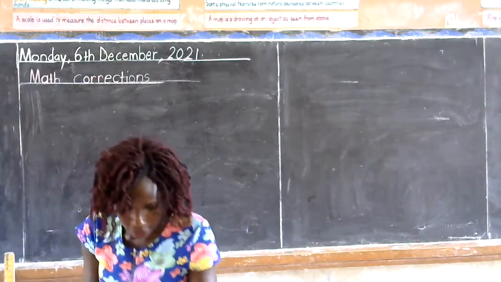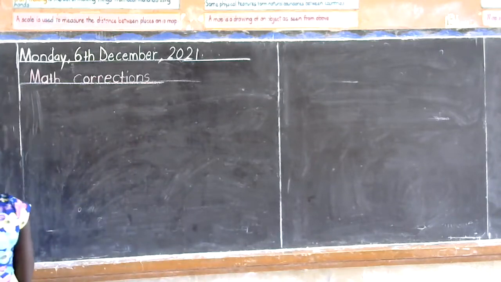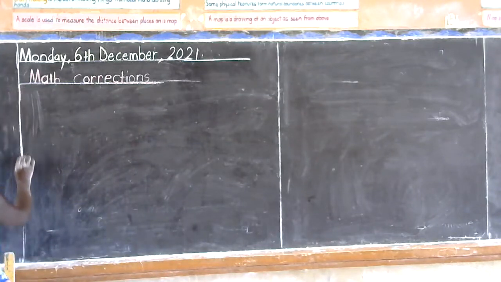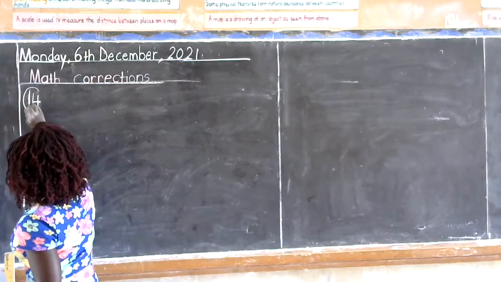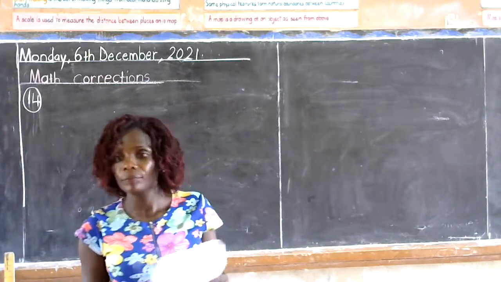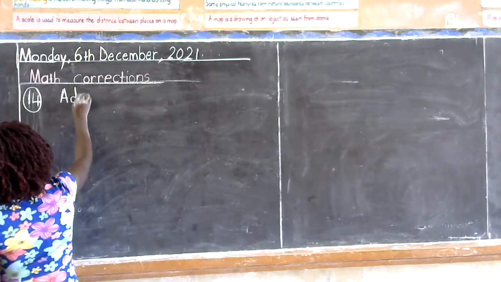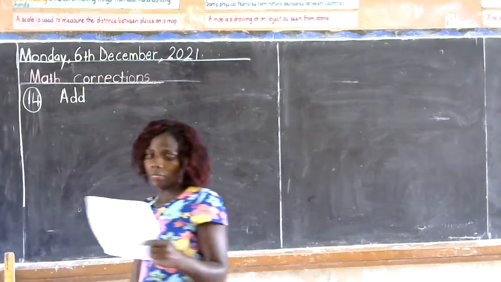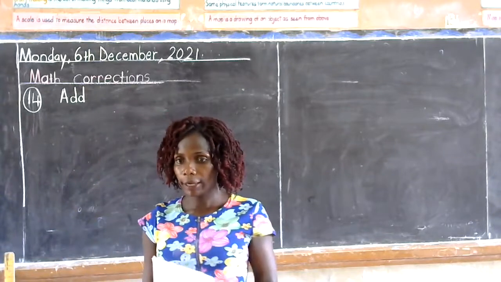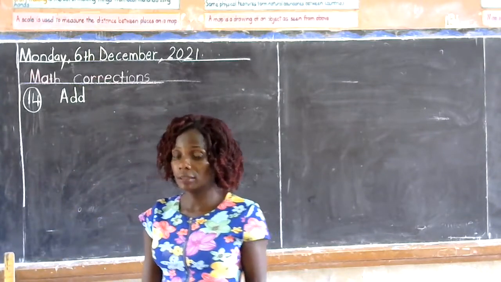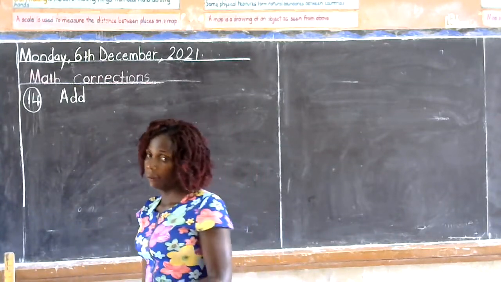Okay, let's go to number 14. This one also, some of you failed it. The question was saying add. Some of you were just putting there the answer without showing the working, and some of you failed it because you cannot put the answer when you don't show the working.